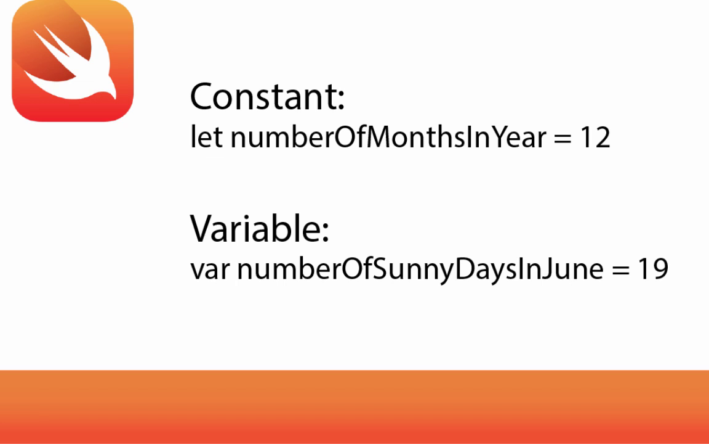Now, the main key difference between a constant and a variable is, you guessed it, a constant cannot be changed once it is declared, therefore its value will remain constant. And a variable can be changed later on in the program, therefore its value can vary. So far, so good?